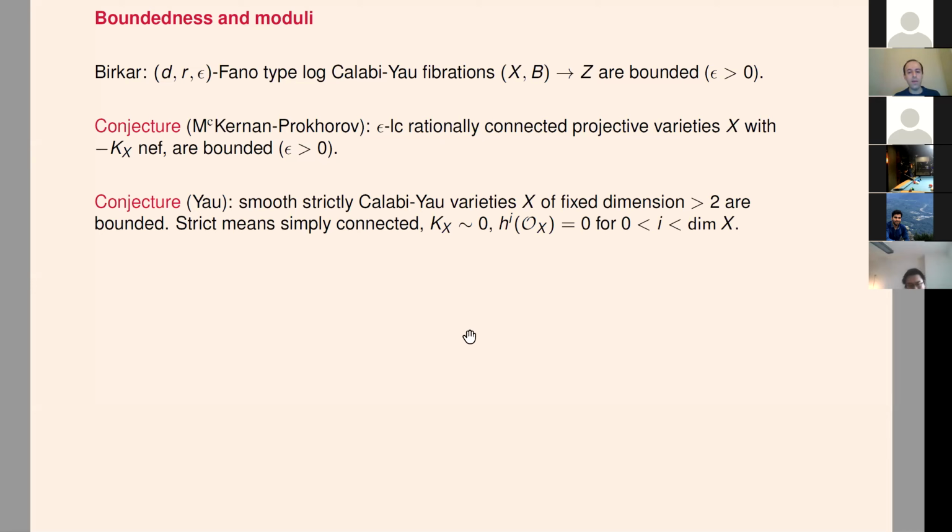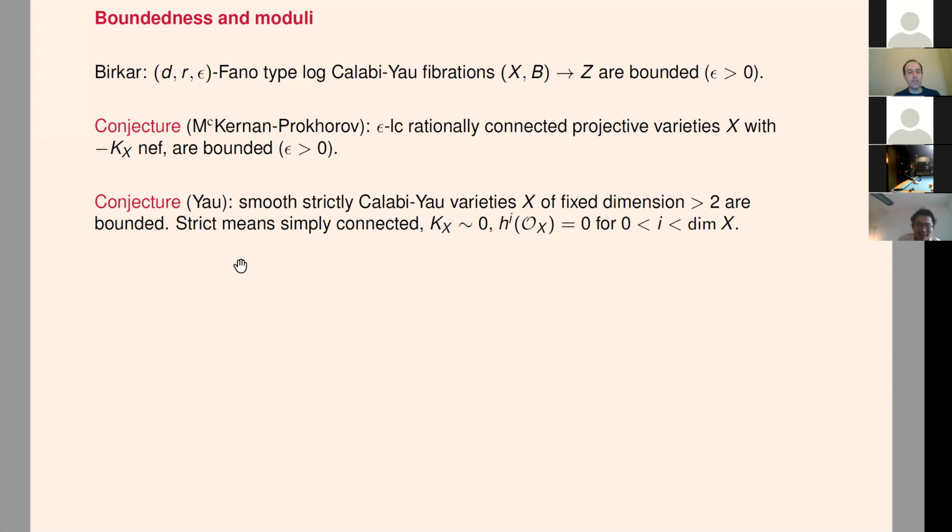Caucher, may I interrupt you? It was your mistake. It's the McKernan-Prokhorov conjecture, not Shokurov. Yes, McKernan and Prokhorov, yes. Yes, you said Shokurov. Oh, sorry. Okay, I didn't know that. Okay, this is McKernan and Prokhorov.